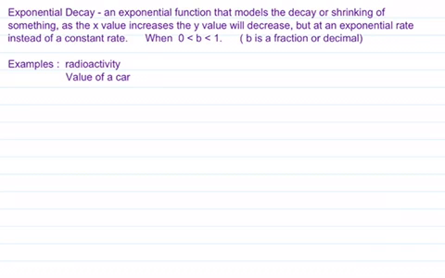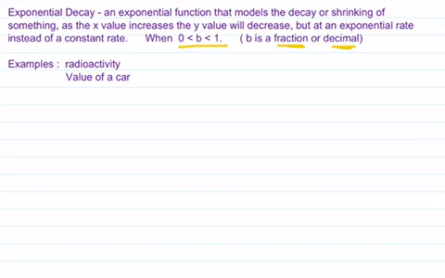All right, so this next one is exponential decay. An exponential function is decay when it models the decay or shrinking of something. In other words, as the x value increases, the y value will decrease. But it's decreasing at an exponential rate instead of a constant rate. Now, this is happening when b is between 0 and 1. And we are talking about it being a fraction or decimal. We're not talking about it being a negative number. Okay? As we pointed out before, the b always needs to be positive.